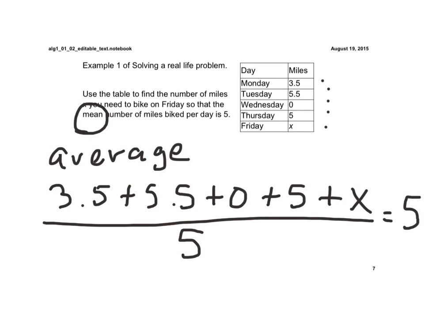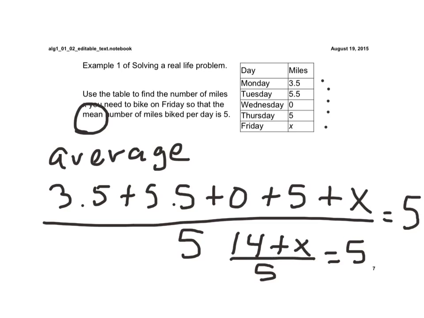So now, we're going to simplify this. So we're going to add the top, and we have 3.5 plus 5.5, which would be 9, plus 5 is 14. So we have 14 plus x all over 5 is equal to 5. Now we're ready to solve this.